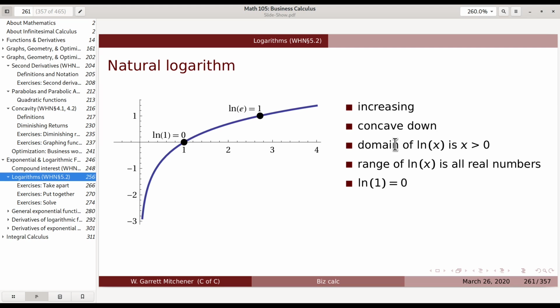As with all logarithms, the domain of the natural logarithm is positive numbers x. The range happens to be all real numbers, so this part of the graph keeps going down. This part of the graph goes up very slowly, but it keeps going up. It never hits a ceiling. It just keeps going up very slowly, but it keeps going up.